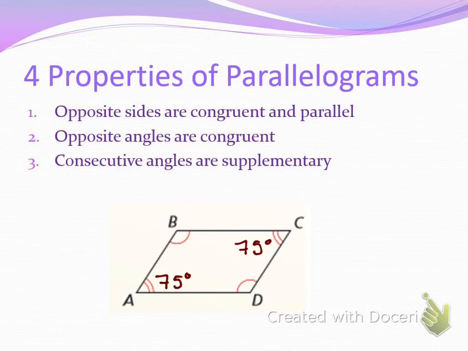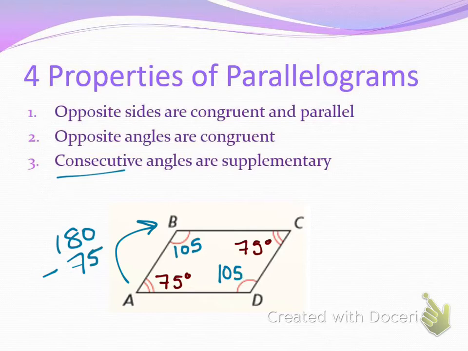Consecutive angles are supplementary. Consecutive means they're next to each other, like on the same side. So that means A and B are consecutive, B and C, C and D, D and A, they're all consecutive. To find angle B, all you would do is 180 minus 75, which is 105. So again, if B is 105, then D is 105. The angles next to each other need to add up to 180, no matter where you look at it. And the angles opposite of each other are congruent. Okay, so those are your angles.